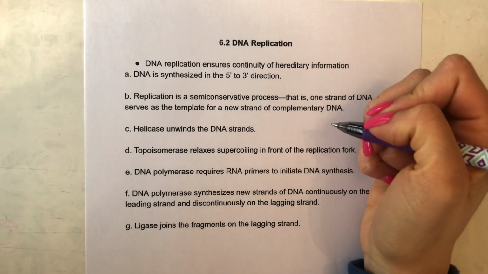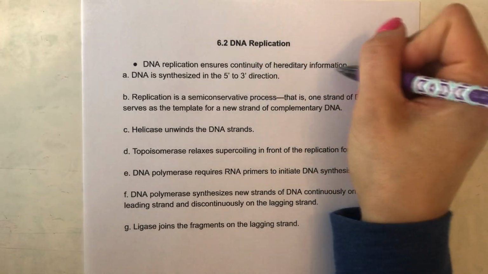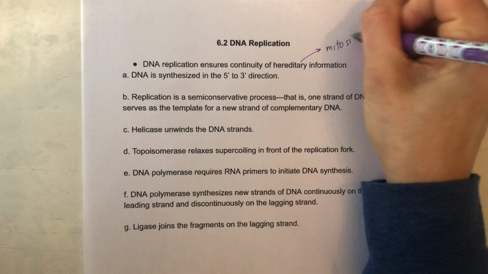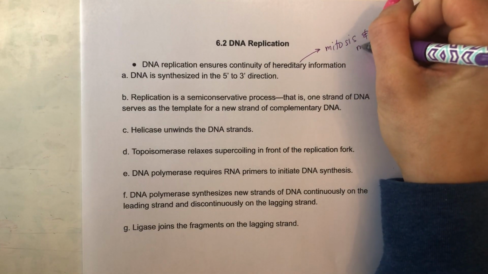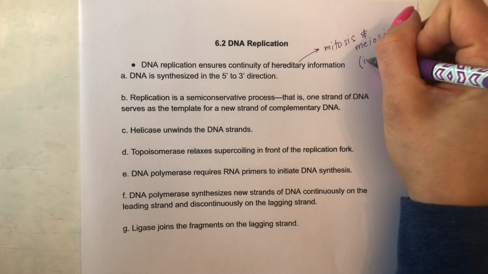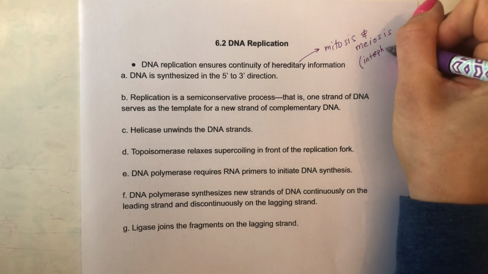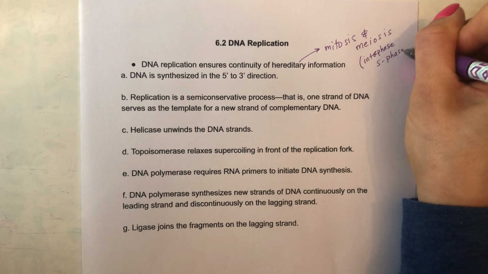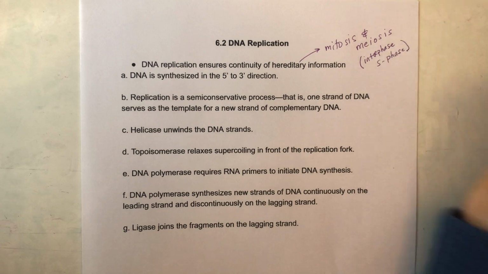Okay, so DNA replication. Obviously, we need this in order to pass on hereditary information. This is for mitosis and meiosis. We know both of those processes have DNA replication in interphase, specifically the S phase. That should be burned into your brains right about now.